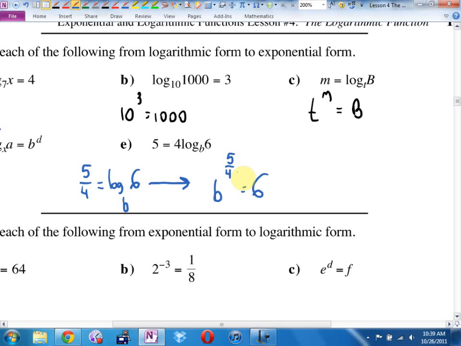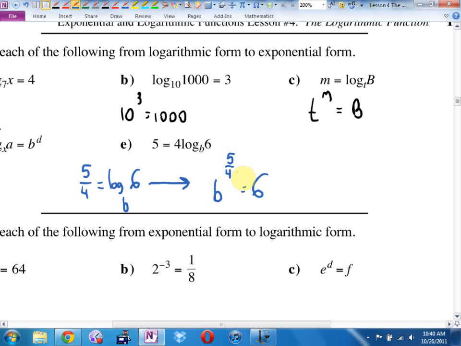Better know this for the test. Didn't we go both sides to the reciprocal power? If we went both sides to the 4/5, we could solve for b? Yes, we did. It's lesson two. Two lessons ago, we're now in lesson four.